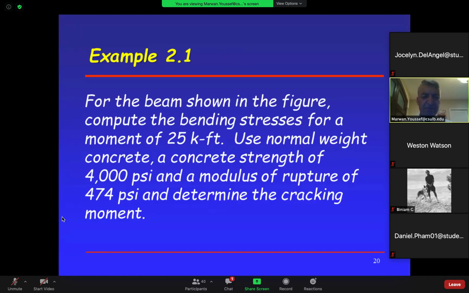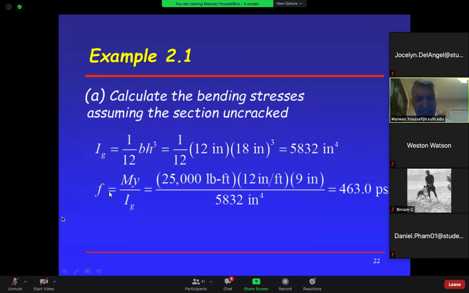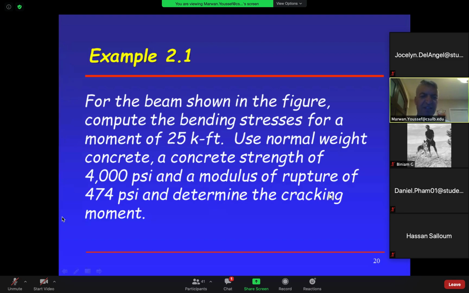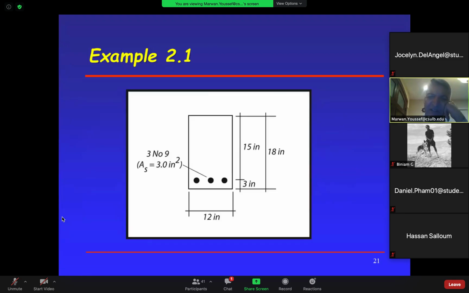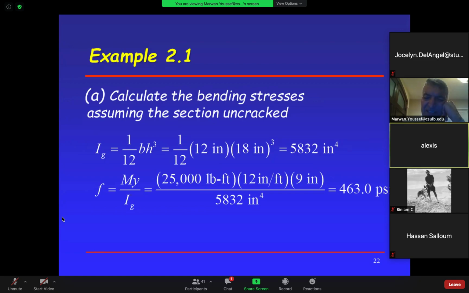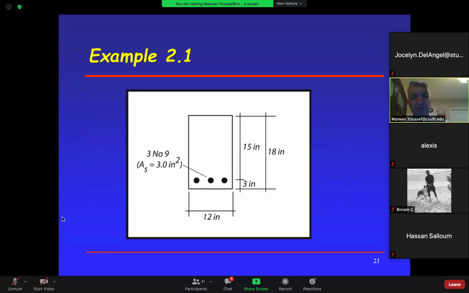So if this is the cracking stress per se, and I just calculated my stress as 463, 463 versus 474. Do you think the beam cracked or didn't crack? Anybody? Did the beam crack? No. No, it didn't, exactly. Because it takes 474 to crack it.